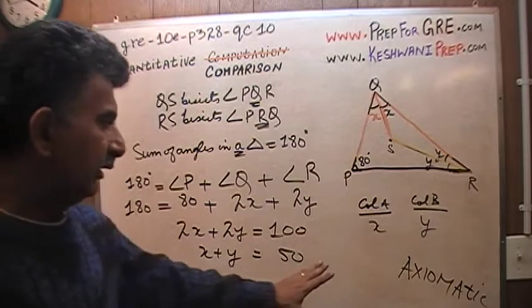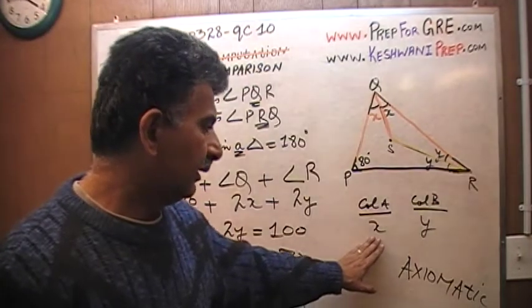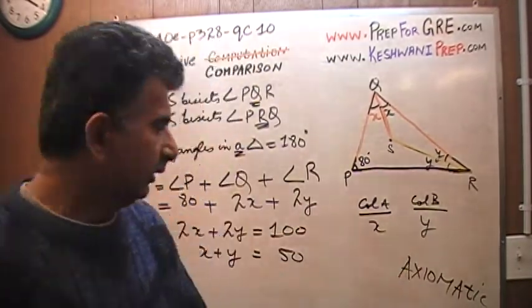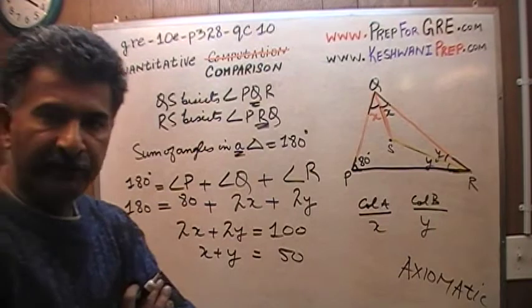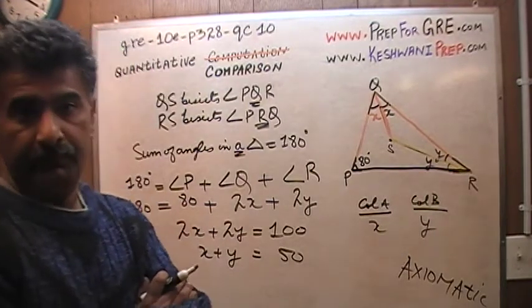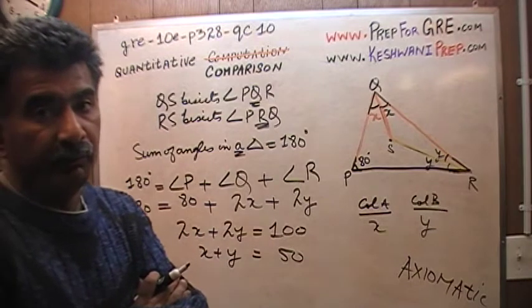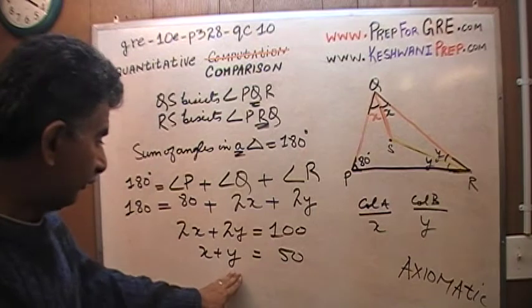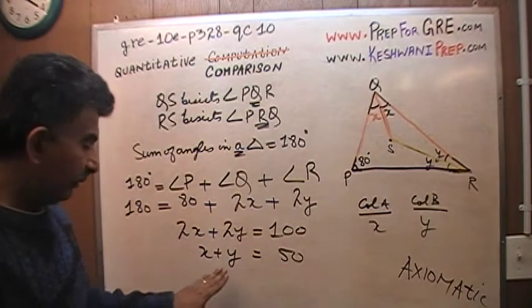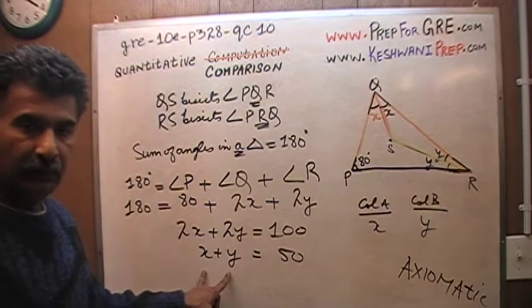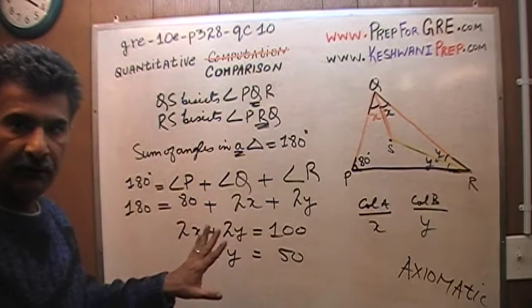But they want us to tell them something about x and y. How does x compare to y? What can you tell us about x and y individually? To which the answer would be, not a lot. We know that together they add up to 50. But maybe this is 10 and this is 40, or maybe this is 40 and this is 10, or maybe this is 25 and this is 25. So they could be equal, in which case the answer would be C, or one could be larger than the other, in which case the answer would be either A or B.